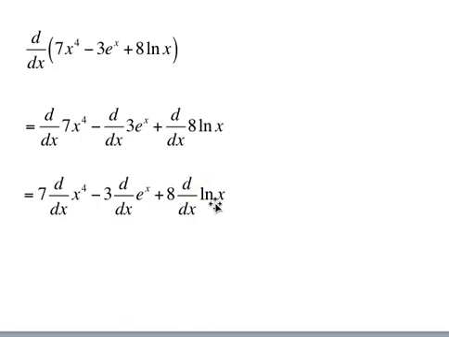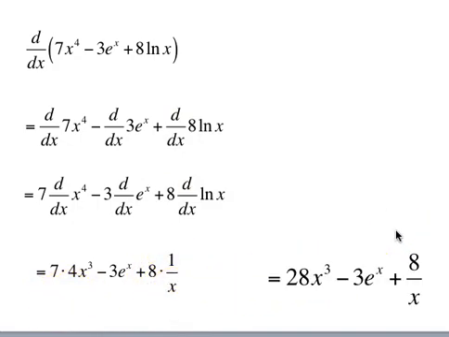That's our rule. So we get 7 times 4x cubed minus 3 times e to the x. Derivative of e to the x is e to the x. Plus 8 times 1 over x. 7 times 4 is 28. 8 times 1 over x is 8 over x. And our final answer is 28x cubed minus 3 e to the x plus 8 over x.